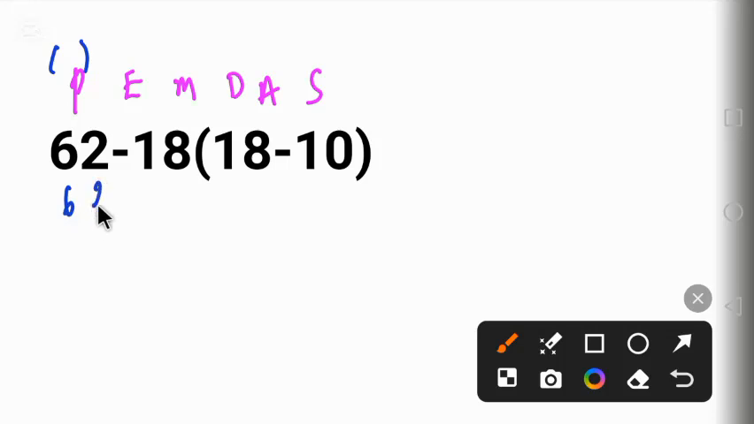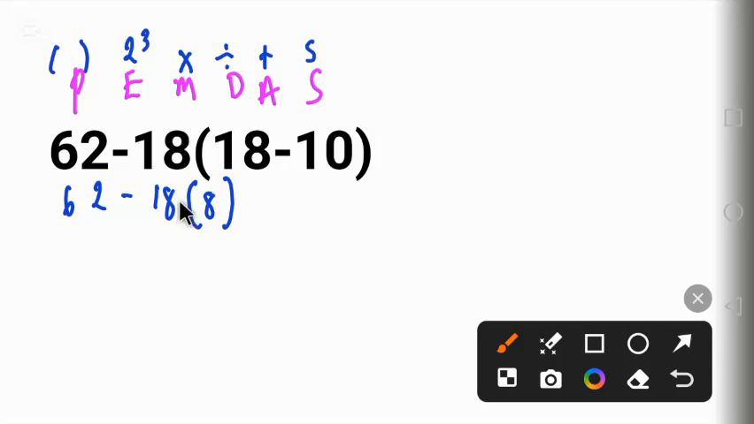62 minus 18. 18 minus 10 is 8. The next one here is exponent, something like 2 raised to power 3, followed by multiplication and division. You evaluate from left to right. Then addition and subtraction. You evaluate from left to right.